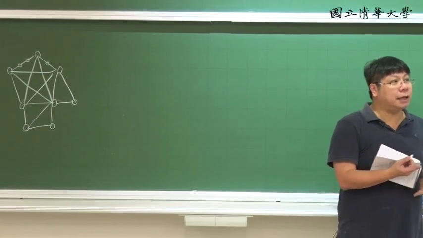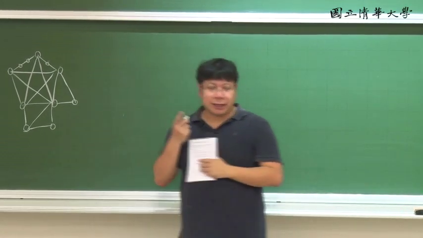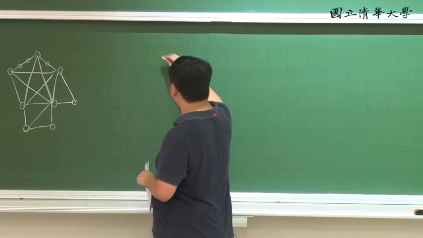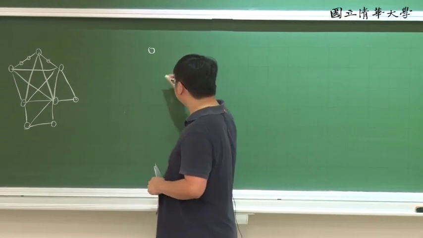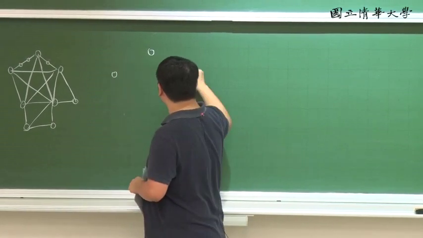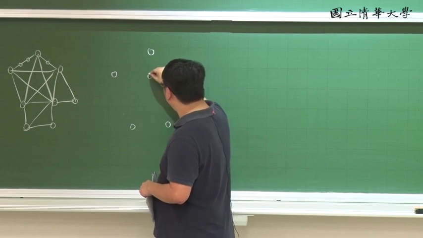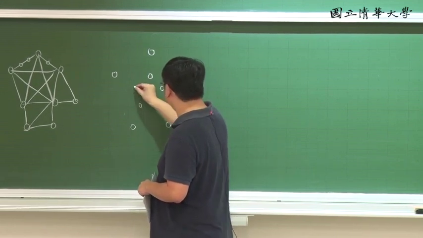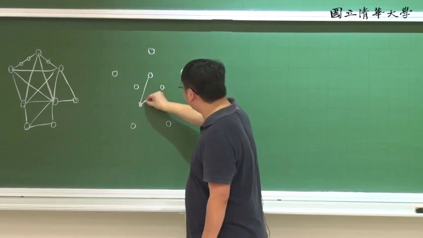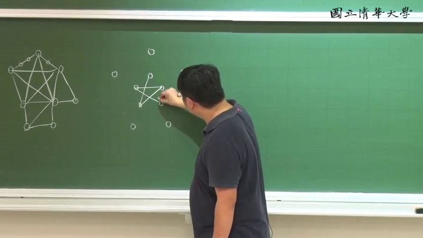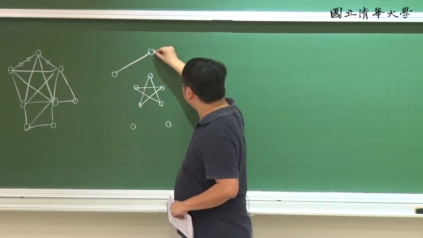Okay. Now let me give you another graph. So this is tricky. This looks like a K5, but it is not a K5. I'm going to give you something called a Petersen graph. Let me draw this first. We have 5 vertices outside, and then 5 vertices inside. The middle 5 vertices form a star. The outer 5 vertices form a pentagon.